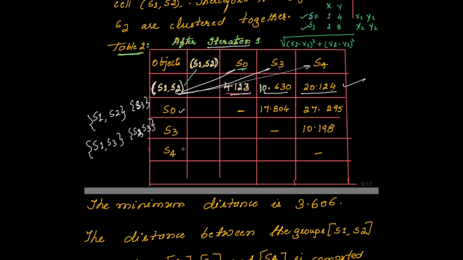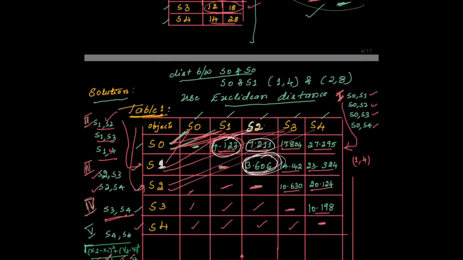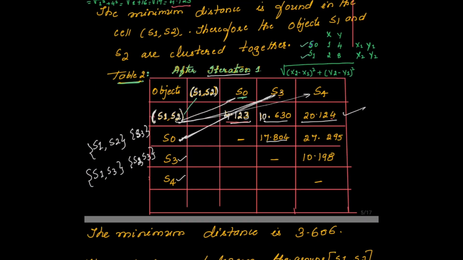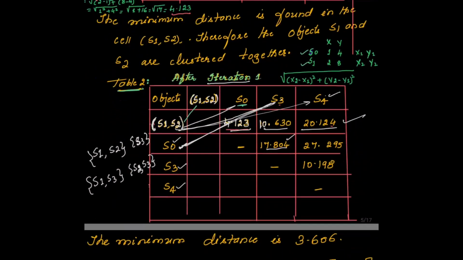Now the second, third and fourth rows are very simple because here you have only a single data point. S0 is here and S3 is here. So the distance between S0 and S3. I have written 17.804. You don't have to calculate again. You have already done S0 and S3. Let me check here. S0 is here, S3 is here, and the value is 17.804. Now S0 and S4. From table 1, S0 is here, S4 is here, and the corresponding value is 27.29.